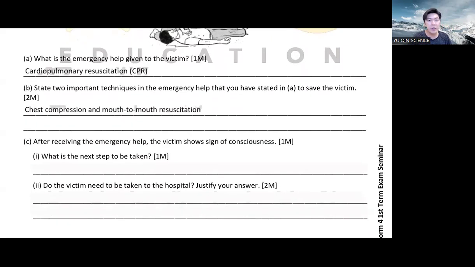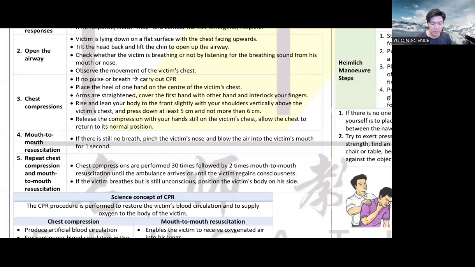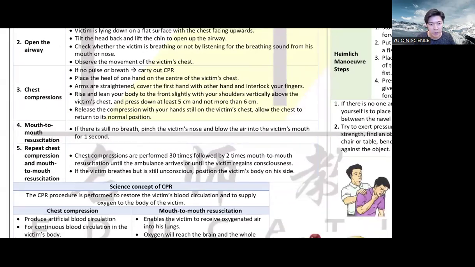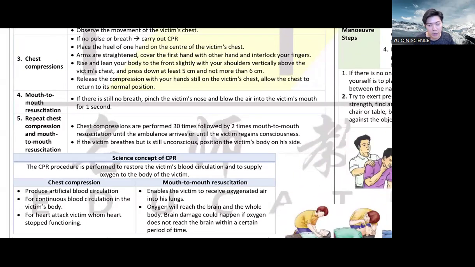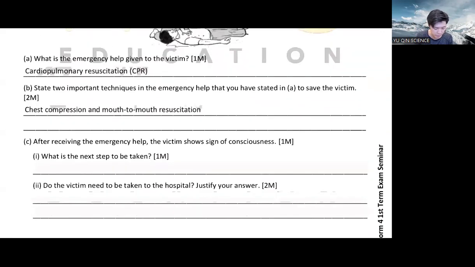Okay. After receiving the emergency help, the victim shows sign of consciousness. Like maybe starts breathing, not fully awakened, but consciousness. Okay, what's the next step? I remember, if the person starts breathing and is conscious, we don't do the chest compression anymore. If your heart is pumping and you are breathing, we should stop the chest compression. So then we have to place the victim on the side, so they can breathe.